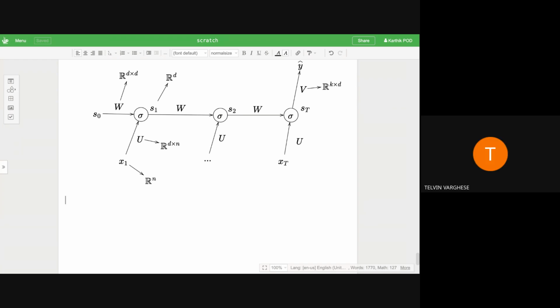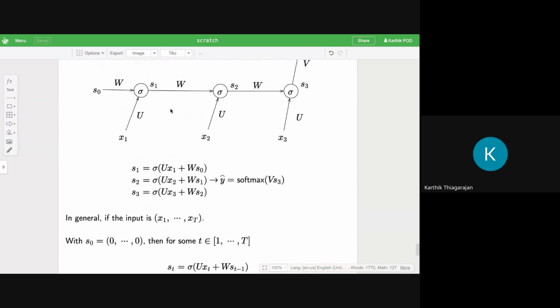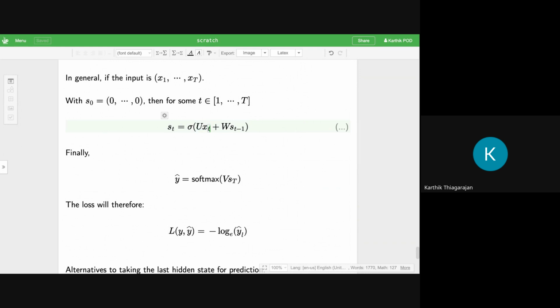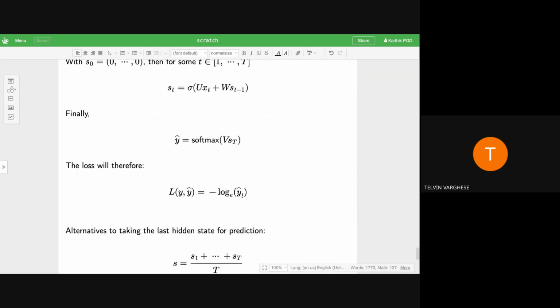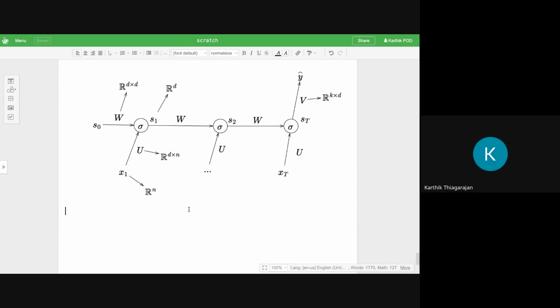So, U is D cross N, that one I understood. But W times S naught would be D cross D, right? S naught is D, W is D cross D. What will be that dimension? That will be D. Technically, D cross N will become D cross D. S1 will still be D, right? This whole thing is D. This is also D. Oh, okay. U is D cross N, then it will become D. Okay, got it. So that is the set of equations.